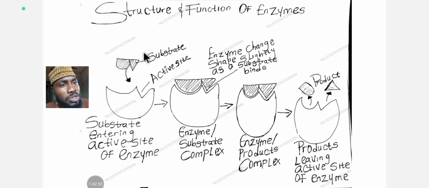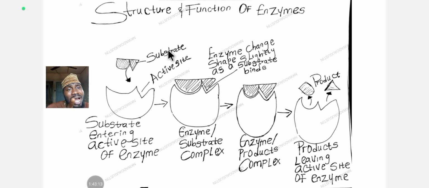This substrate is the substance that is to be digested. For example, let's say we want to digest carbohydrates. This substrate is that carbohydrate. So it binds with the enzyme at this place called the active site. That is where it binds with the enzyme.